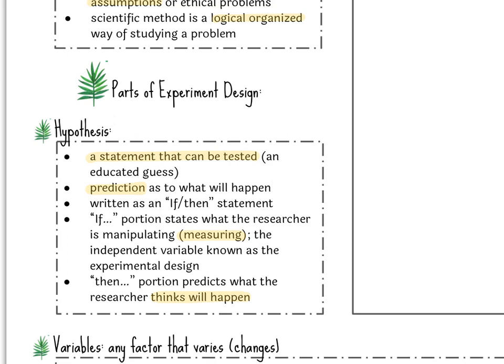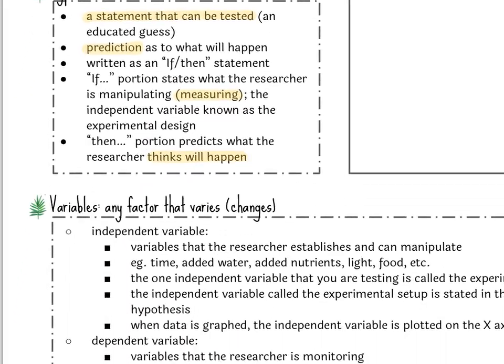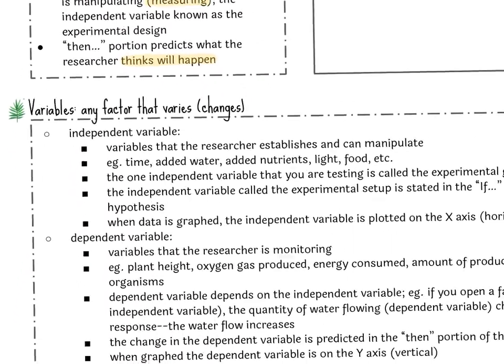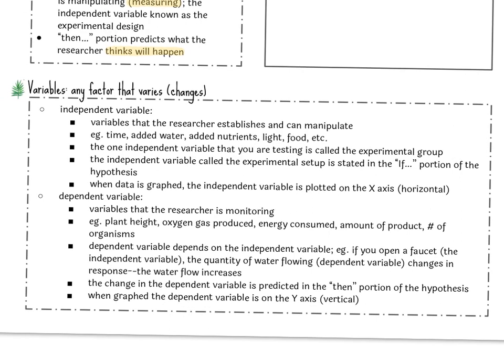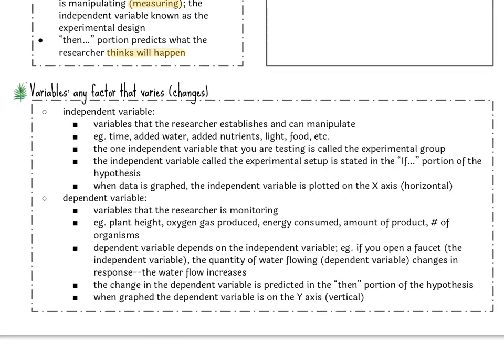okay? So moving on down the page, we're going to talk about two more very important parts of the experimental design, and these are the variables, okay? And a variable in common language is anything that varies, okay? It changes, it varies, and we're going to talk about it.